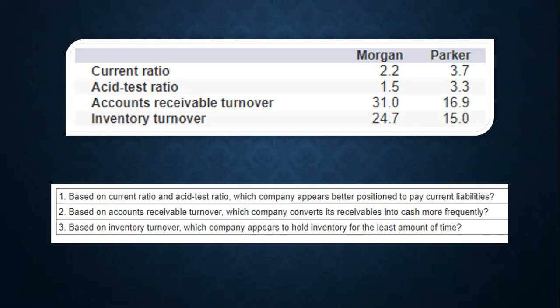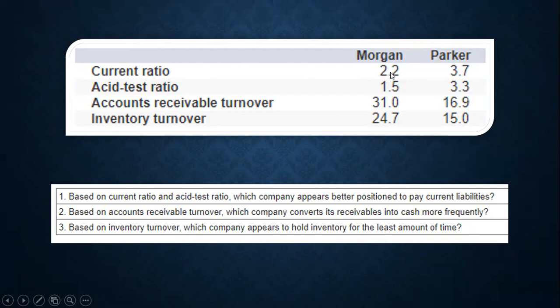All right, so let's look at this one here. We've got our current ratio, our acid test ratio, our accounts receivable turnover, our inventory turnover. We have two different companies we can compare. So first it says, based on the current ratio and acid test ratio, which company appears better positioned to pay their current liabilities? Okay, so according to the current ratio and acid test ratio, which one of these two companies can better pay their liabilities? All right, Parker, right? They can pay theirs over 3 times, whereas Morgan is going to be able to pay all of them, but it's 2 or 1.5 times.